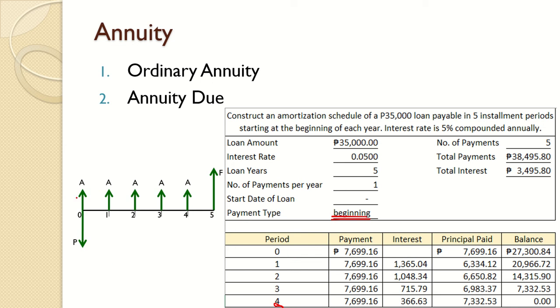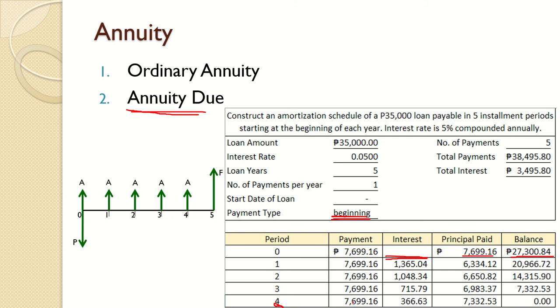However, on calculations, interest is already calculated. But when we present an amortization schedule, at the beginning there is no interest yet. So that is why you make a payment of 7699.16, then you have paid that amount, so your balance is 27,300. It is deducted directly. At the beginning, you have already paid. You started paying. So that's why you have the balance, which is 27,300.